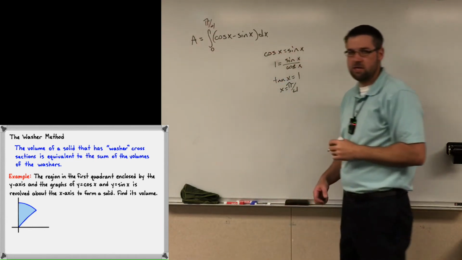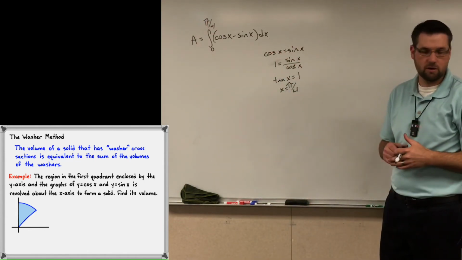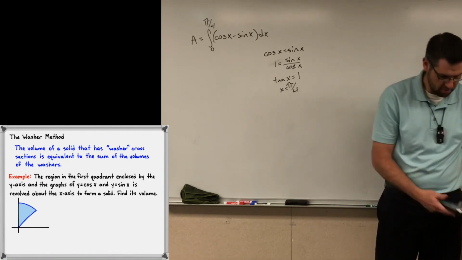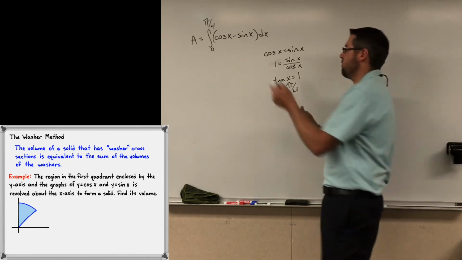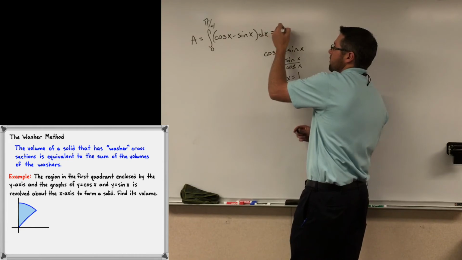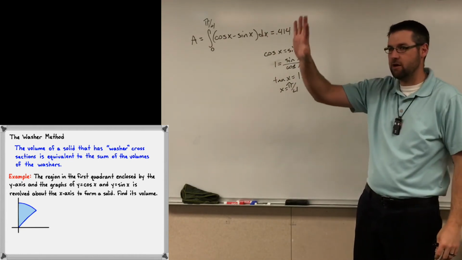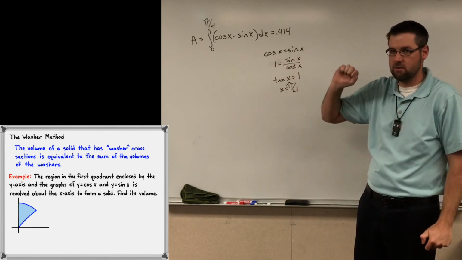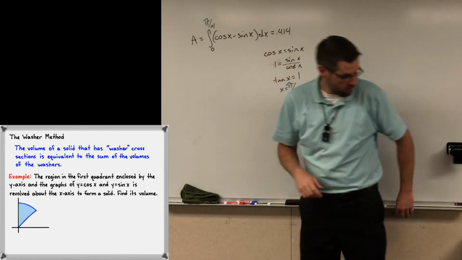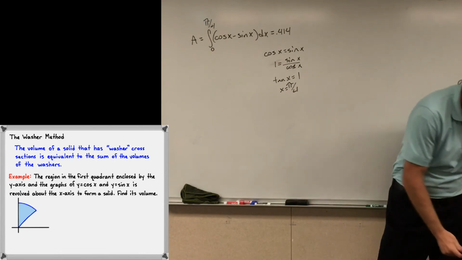Okay, so pi over 4. And then anybody do that? Anybody get an answer? You get the calculator. Okay. What'd you get? 0.414? Okay, cool. That is the area, right? We didn't revolve anything. That's just finding area, two-dimensional. You guys okay with that? Yeah. Okay. Now, we're going to revolve this. So watch the screen.